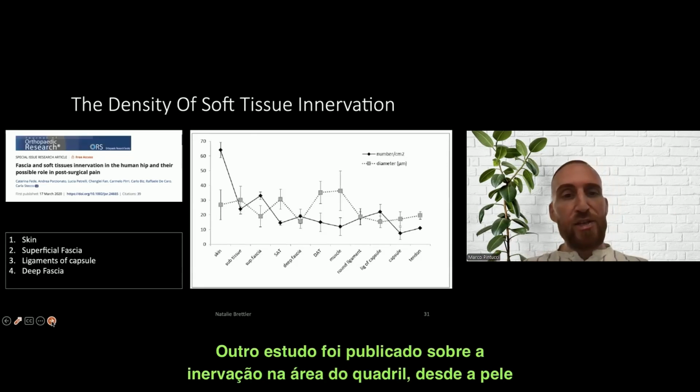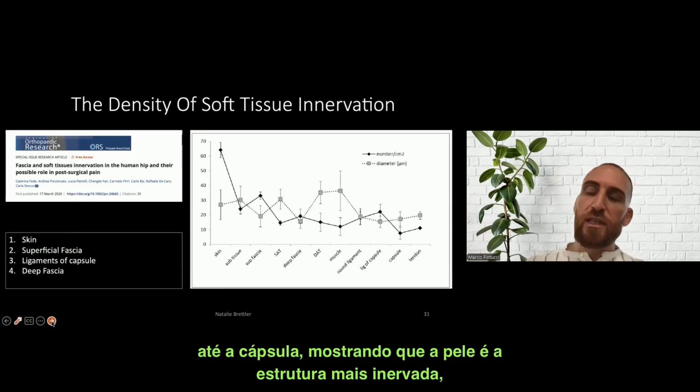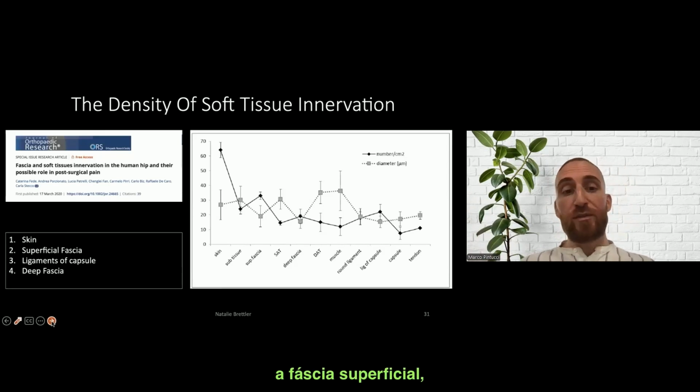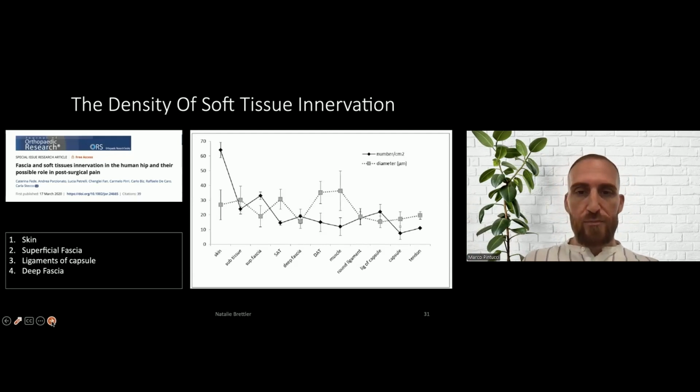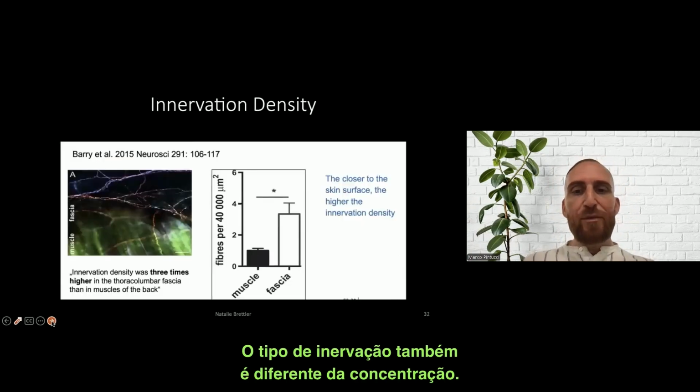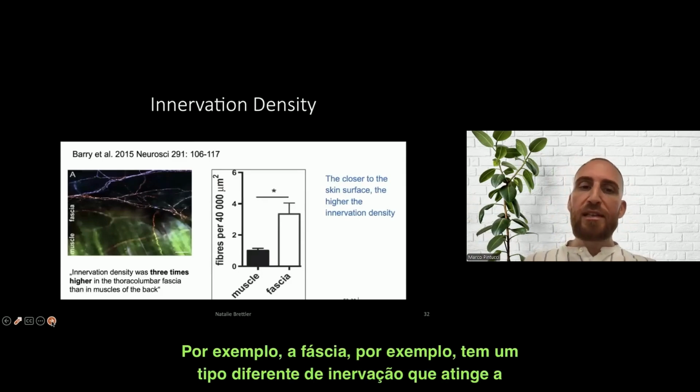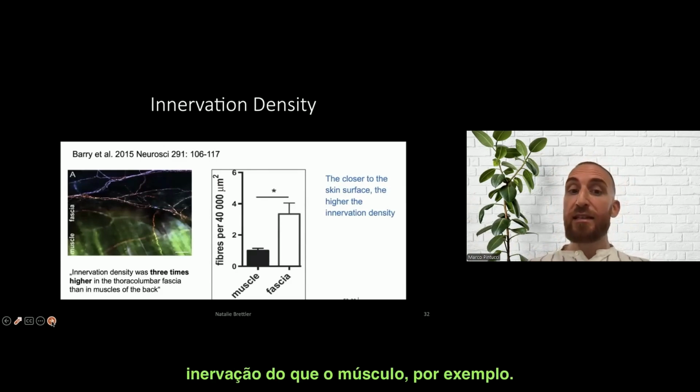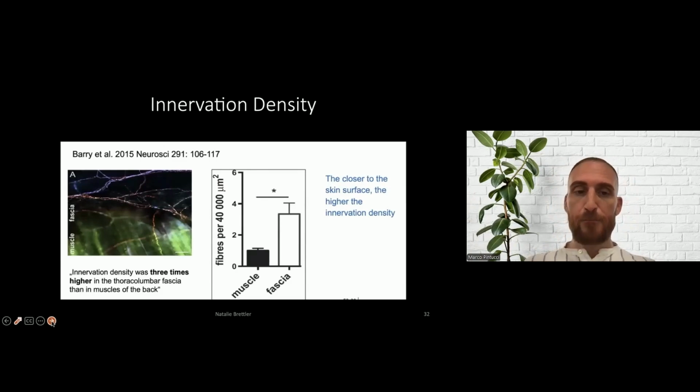Another study was published about the innervation in the hip area from the skin to the capsule, showing that the skin is the most innervated structure, then the superficial fascia, and then the deep fascia follows. The type of innervation also differs, not just the concentration. For example, the fascia has a different type of innervation and is richer in innervation than the muscle, for instance.